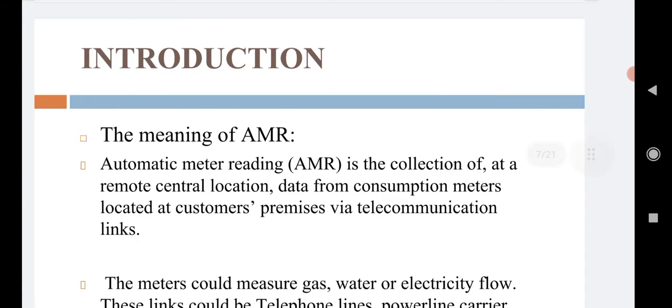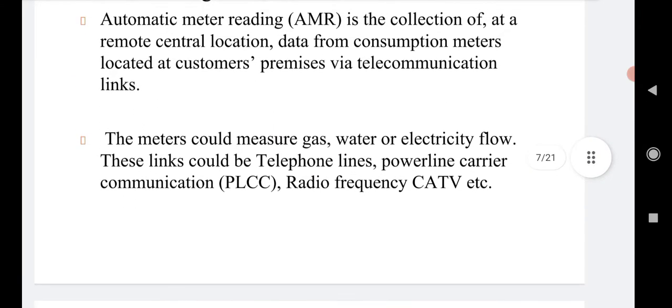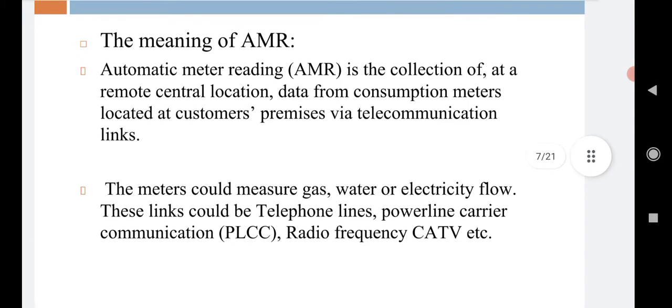First is introduction. The meaning of AMR, automatic meter reading, is the collection of data at a remote central location from consumption meters located at customer premises via telecommunication links. The meter could measure gas, water or electricity flow. This link could be telephone lines, power lines, carrier communication, PLCC, radio frequency, cable TV, etc.